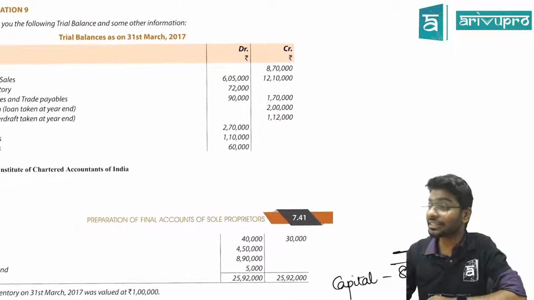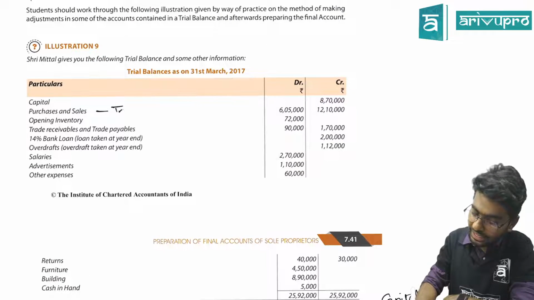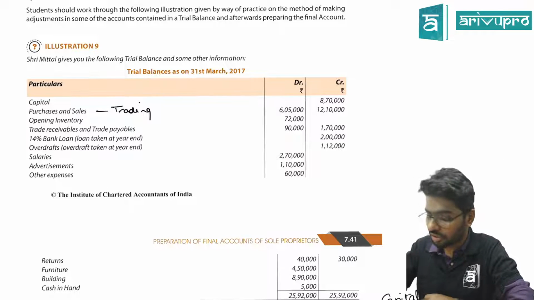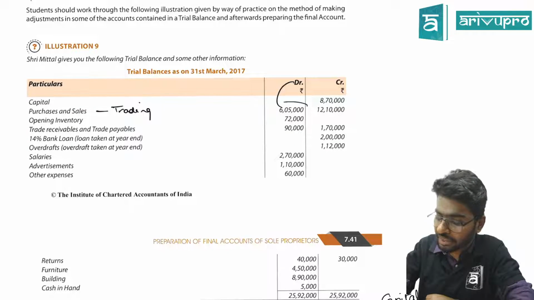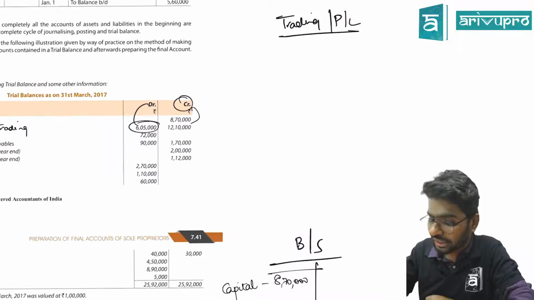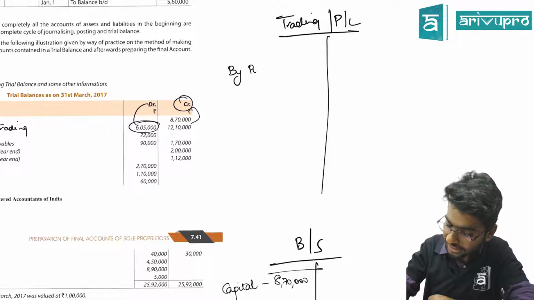Purchase and sales. Which account? I'll write it here, then we'll see the purchase and sales. Trading account. Whatever is on the debit is my purchases. Whatever is on the credit is my sales. Clear? So in the trading account, you will write as what? By purchases.